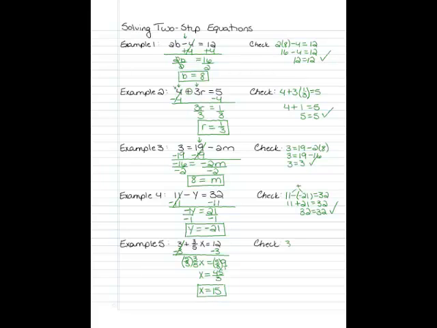Performing a check, we have 3 plus 3/5 times 15 equals 12. 3/5 times 15 is 9. So we have 3 plus 9 equals 12. 12 is equal to 12, and it checks.